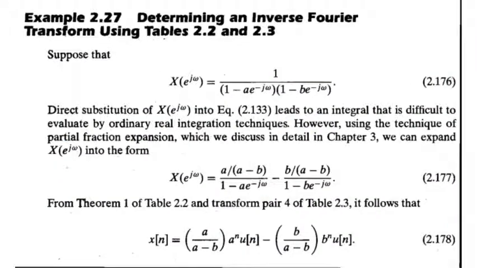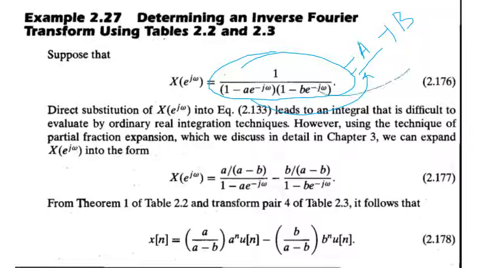So here we want to find out the inverse Fourier transform. You see that we have a Fourier transform in rational form, p by q form. Whenever we have such a Fourier transform, we have to apply partial fractions. So we can write this as a divided by this term plus b divided by this second term. We can find out the values of a and b. This is the value of a, this is the value of b, and now I can take the inverse.